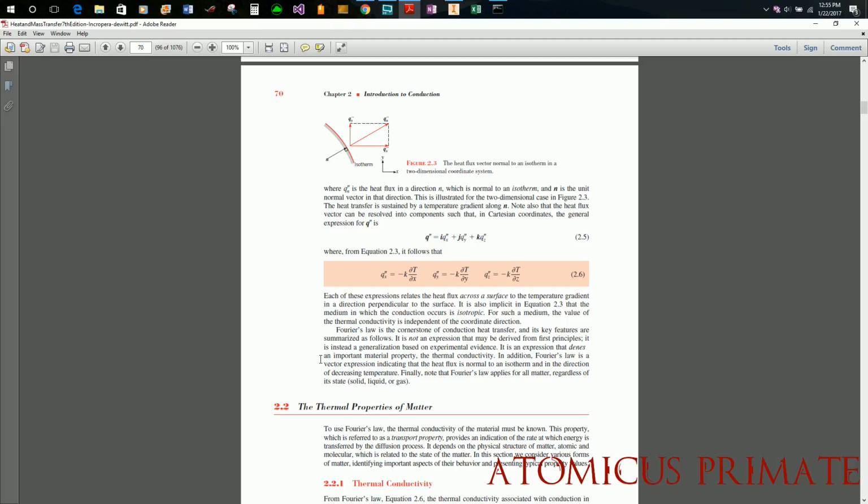An important material property, the thermal conductivity. In addition, Fourier's law is a vector expression indicating that the heat flux is normal to an isotherm and in the direction of decreasing temperature. Finally, note that Fourier's law applies for all matter, regardless of its state: solid, liquid, or gas.